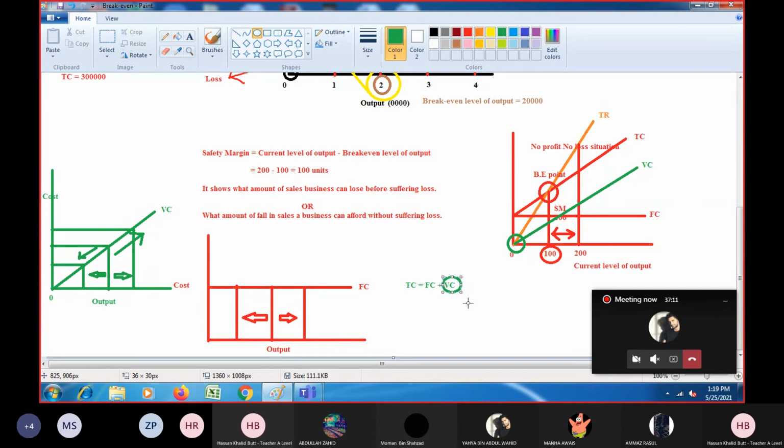So how can a component be greater than the whole? This is not possible, right? Variable cost can never be greater than total cost because it is just part of total cost. That is why variable cost also starts from zero, but it always remains below the total cost curve, and never intersects it at any point of time, whereas the total revenue curve sooner or later intersects the total cost curve and goes above it. Okay, that is the basic difference between them.